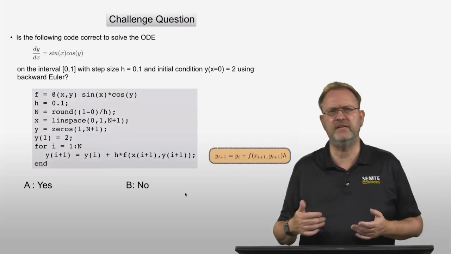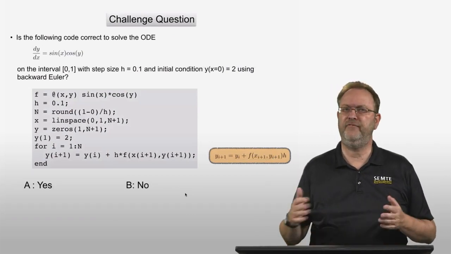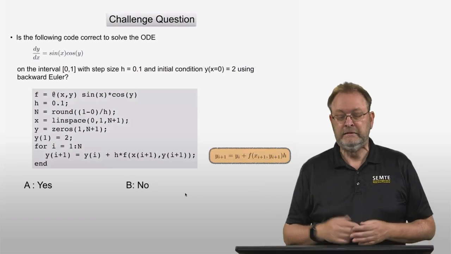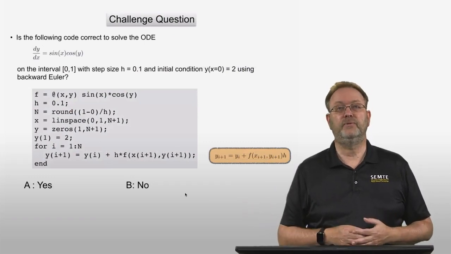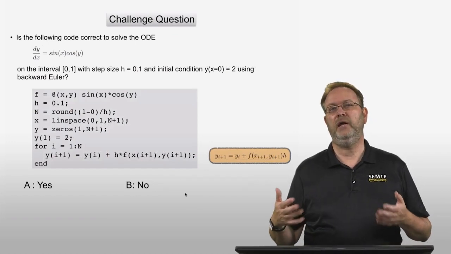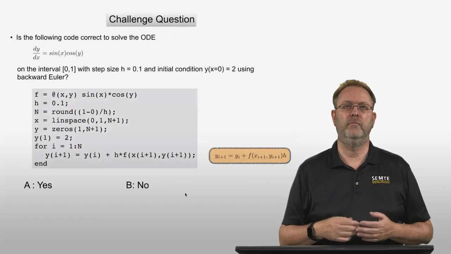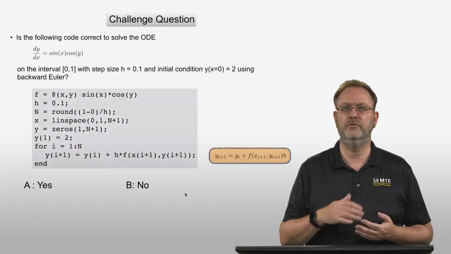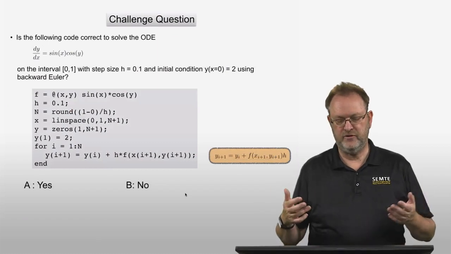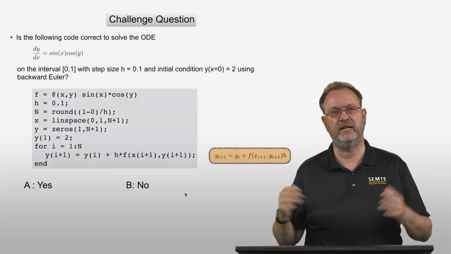So what this code does is it first defines the right-hand side function f as an anonymous function, just as the sine of x times the cosine of y. It defines the given step size of the problem, h is equal to 0.1, and then it figures out how many steps do I need to do to go from x equal to 0 to x equal to 1. That's the interval that's given. That's just by doing the rounding of endpoint 1 minus start point divided by h.